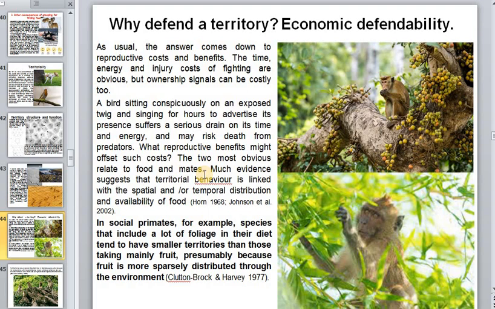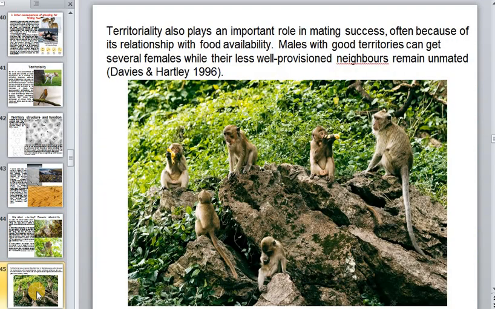Much evidence suggests that territorial behavior is linked with the spatial and temporal distribution of the availability of food. In the social primates, for example, species that include a lot of foliage in their diet tend to have smaller territories than those eating fruit. And territoriality also plays an important role in mating success, often because of its relationship with food availability. Males with good territories can get several females, while their less well provisioned neighbors remain unmated.